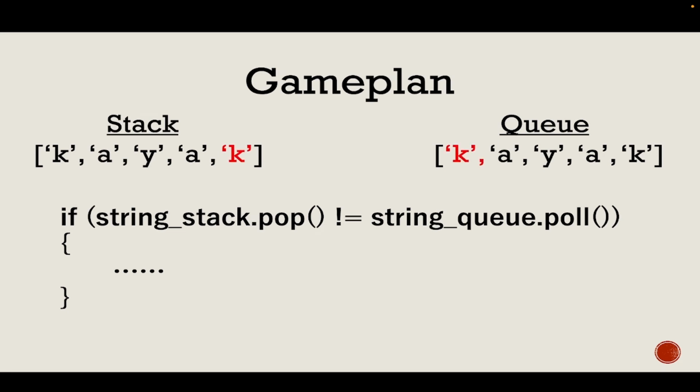So here, first of all, K is being compared in both cases. The pop and pull methods do their thing, remove it, and move on to the next loop. Now string stack.pop is equal to A, and string queue.pull is also equal to A. And this keeps going until we reach the end.